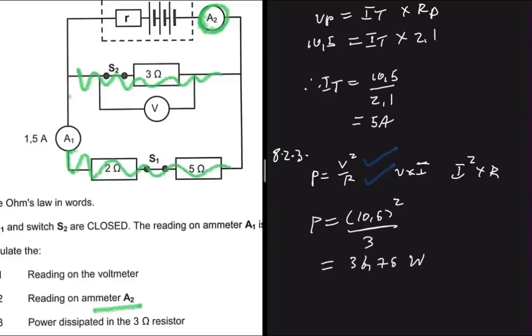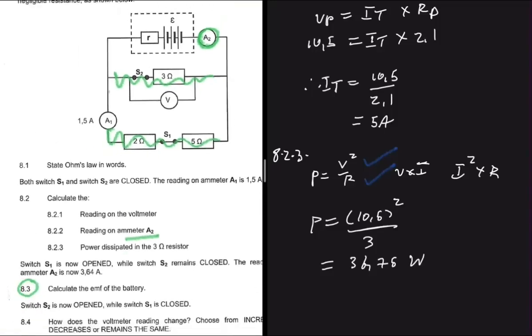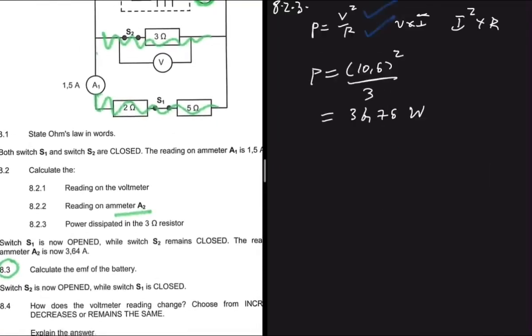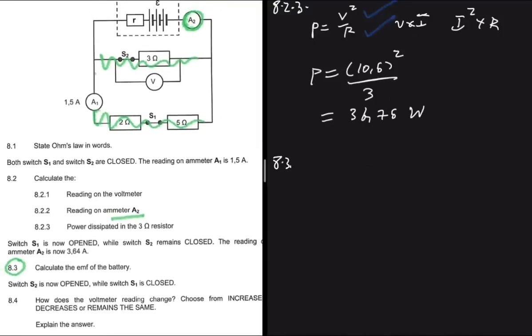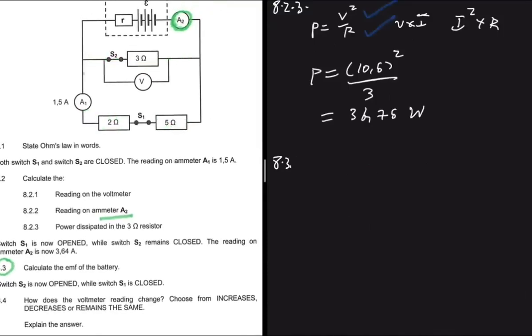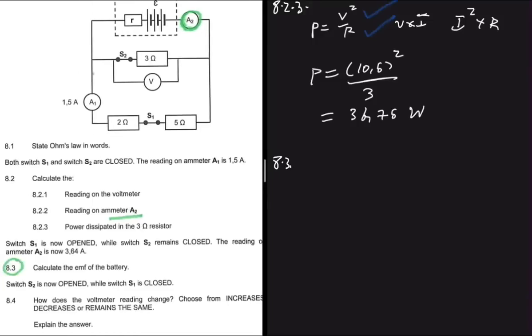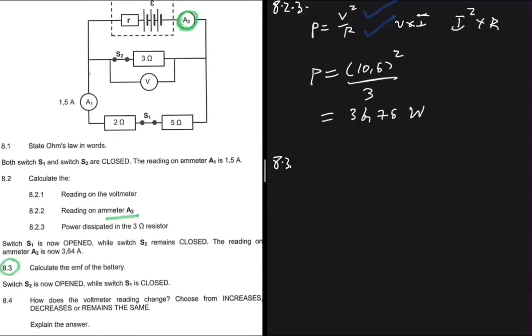Right, that is 8.2.3. The question we're really interested in is 8.3. In 8.3, we're told that switch S1 is now open while switch S2 remains closed. The reading on the ammeter is now 3.64 amperes. So when S1 is open, we have a total current IT equal to 3.64 amperes.